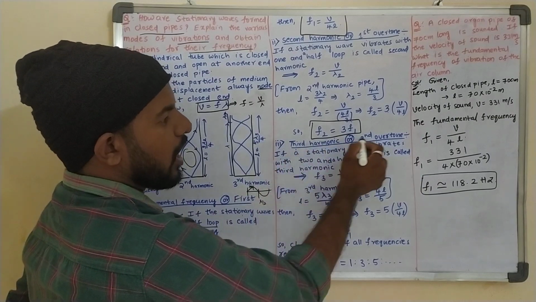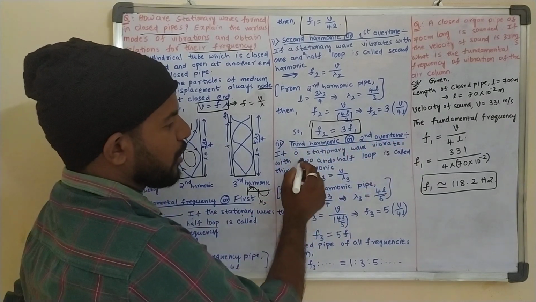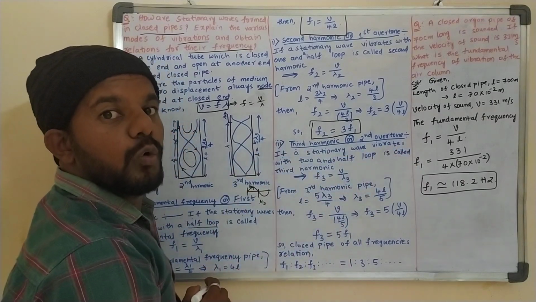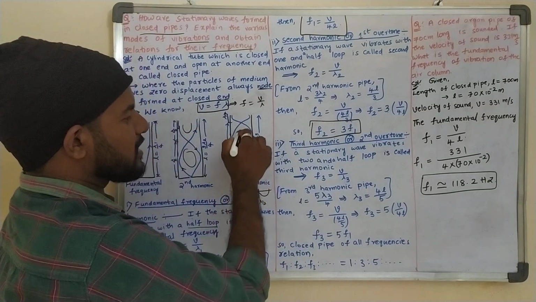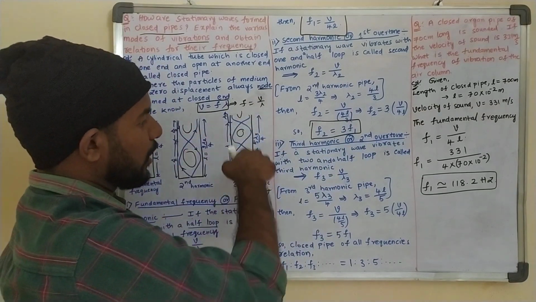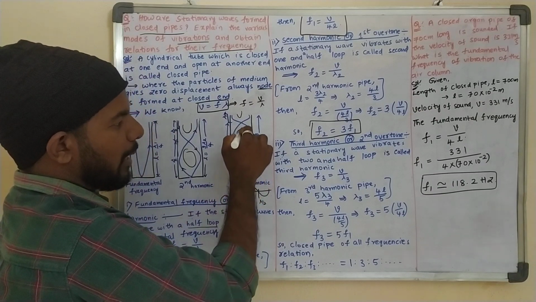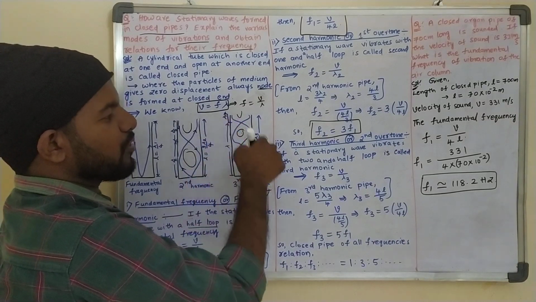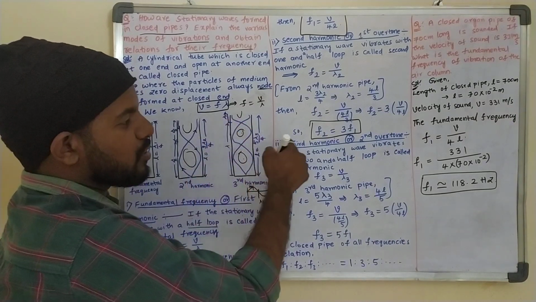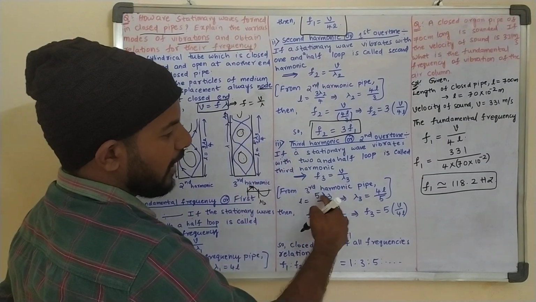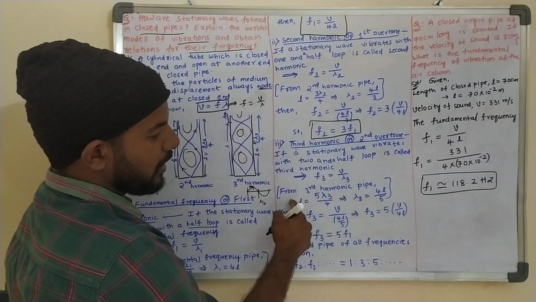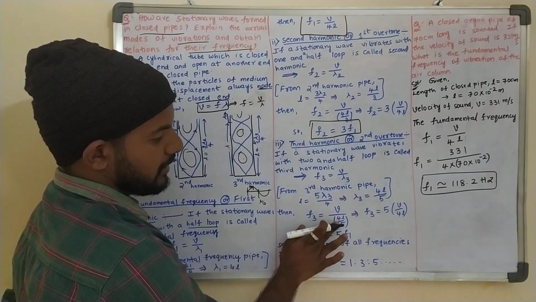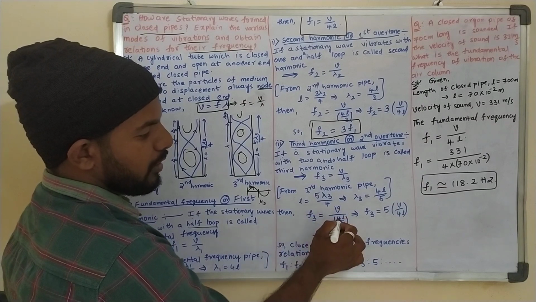And next, third harmonic or second overtone. If a stationary wave vibrates with 2 loops and a half loop, that is the first loop, the second loop and a half loop, so 2.5 loops. Totally lambda by 2, lambda by 2, and lambda by 4, so totally 5 lambda by 4. So L is equal to 5 lambda by 4, then lambda is 4L by 5. This is the third one. So F3 is equal to V by 4L by 5.